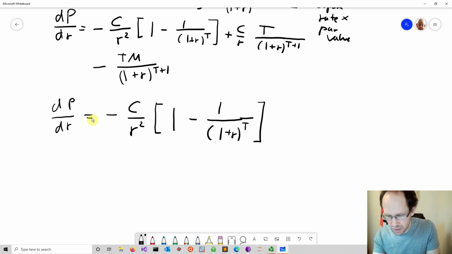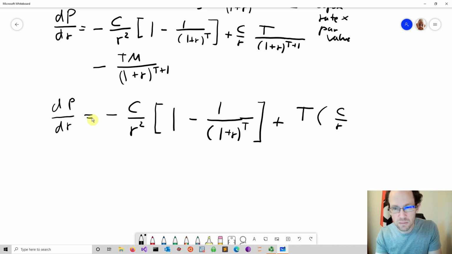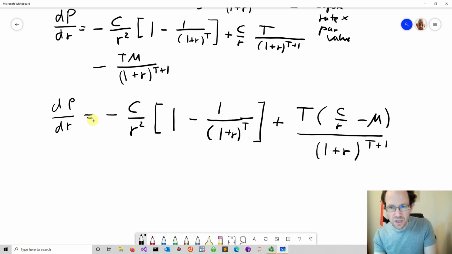Again, of course, that's entirely up to you whether you want to do this. It would be, I think, quite useful to do it. So let me just write this down. We can do here a plus, and then we do our maturity and put this out. So it's CR minus M, and we divide here by 1 plus R to the power of capital T plus 1. So that should be our duration.